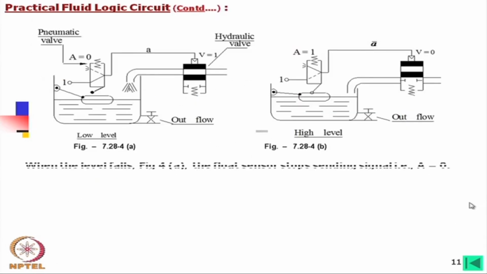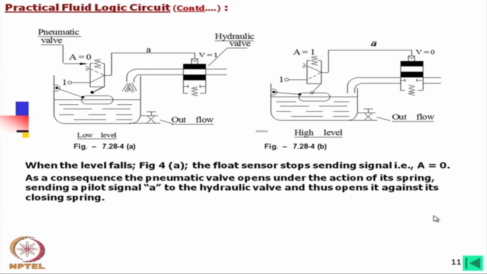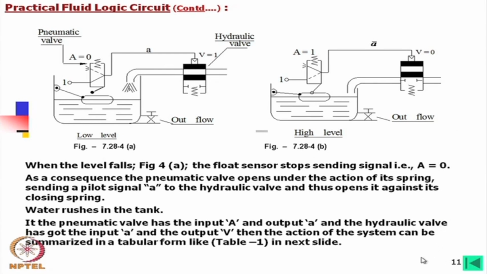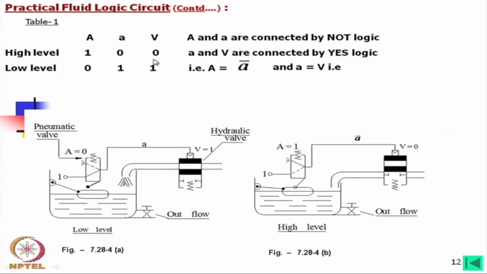Here again the same valve we have now described here, the logic function which I have told you. If the pneumatic valve has input A and output small a, and the hydraulic valve has the input A and the output V, then the action of the system can be summarized in a tabular form, which I am showing here in the slides.